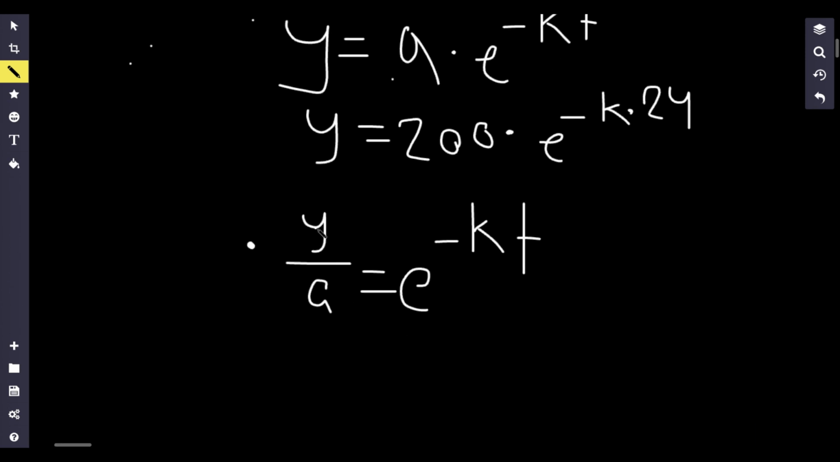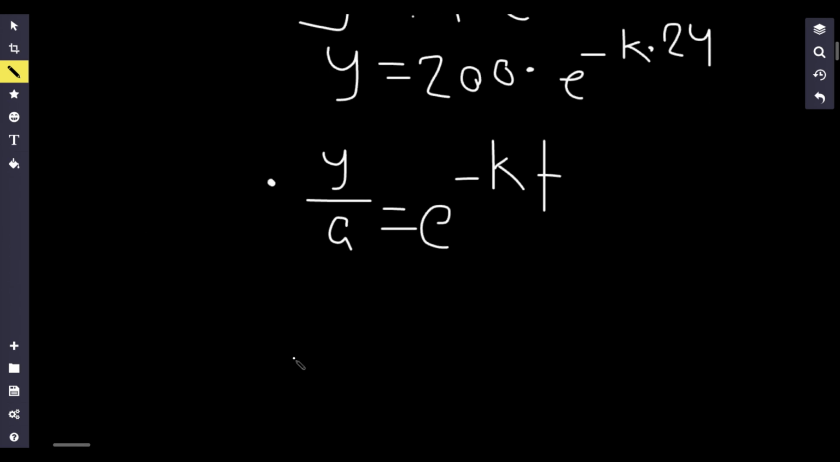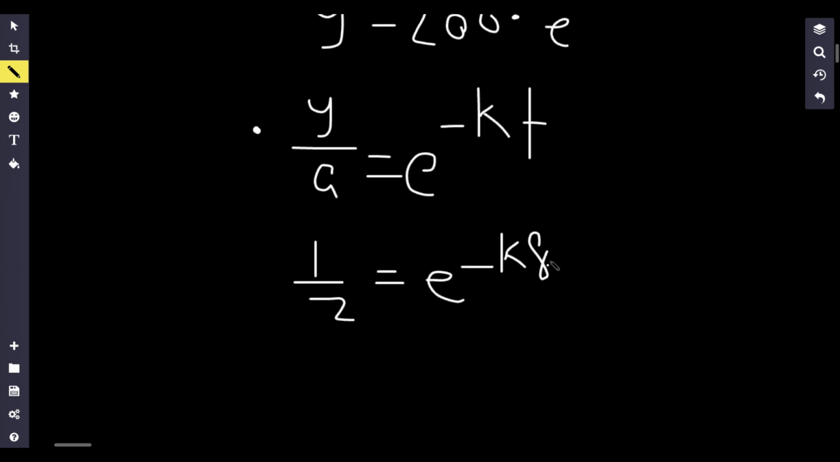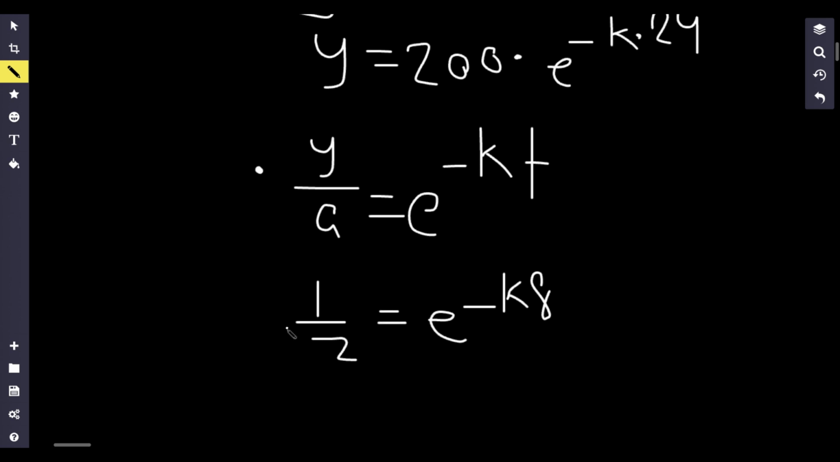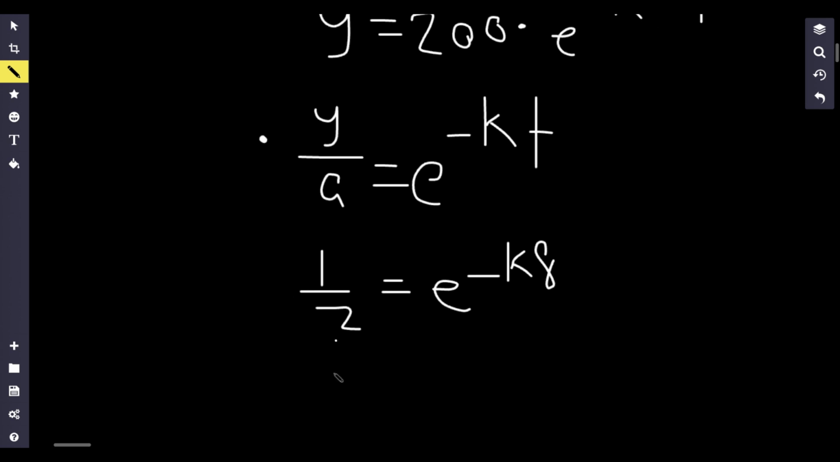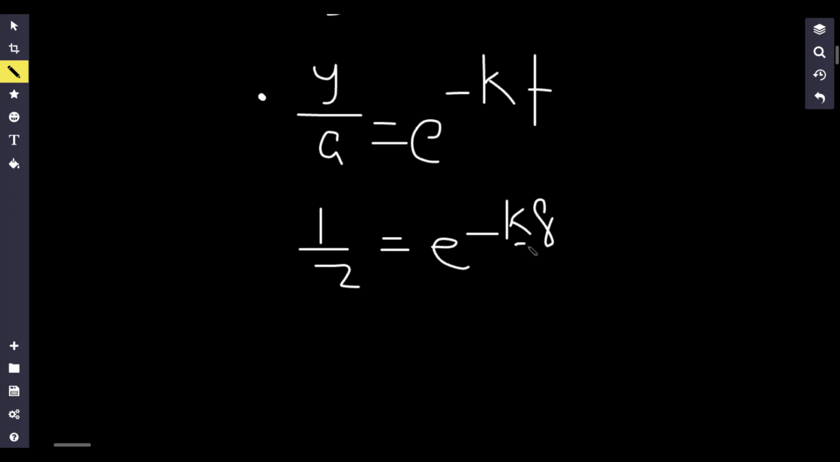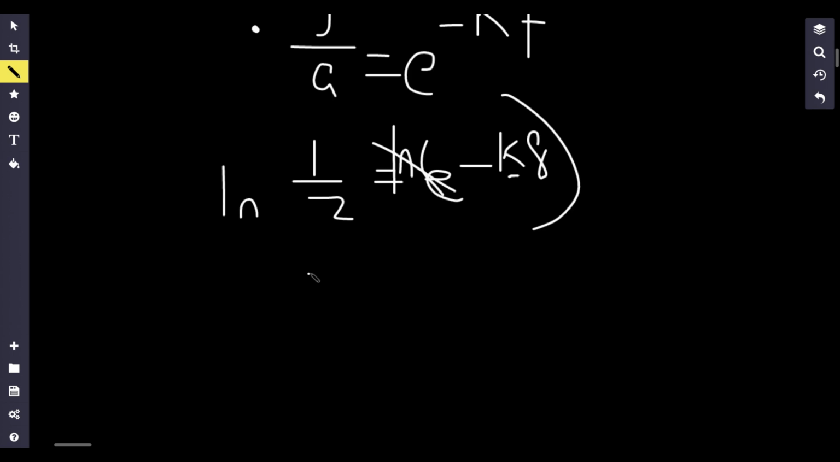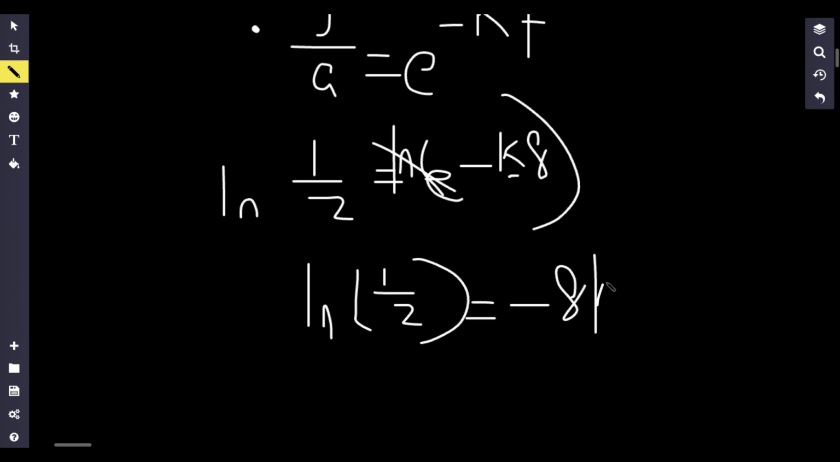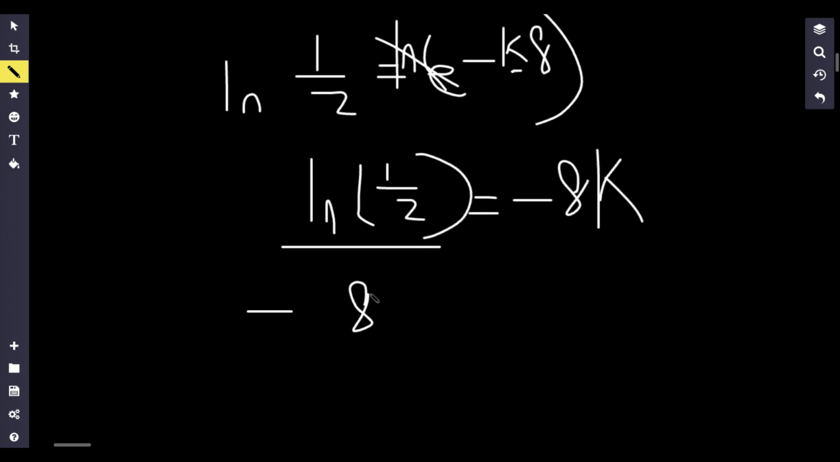Now, we know that the ratio in 1 half-life is 1/2, right? And 1 half-life occurs after 8 hours, right? 8 hours, that's when the ratio between our original amount and the new amount is 1/2. So now we can solve for k by taking ln of both sides. So this cancels out with e, and I get ln of 1/2 is equal to negative 8k. I divide both sides by negative 8, and I get that k is equal to this thing divided by 8. Put this in the calculator.